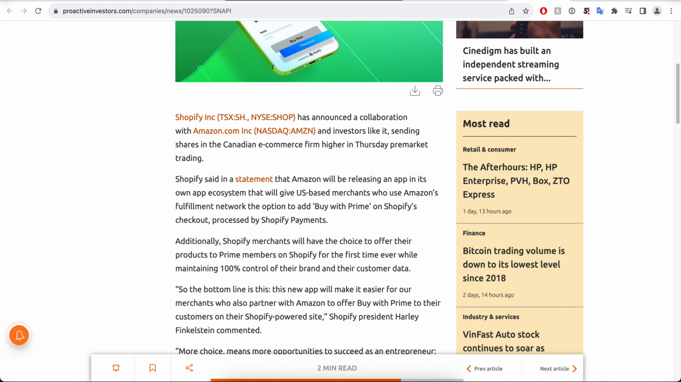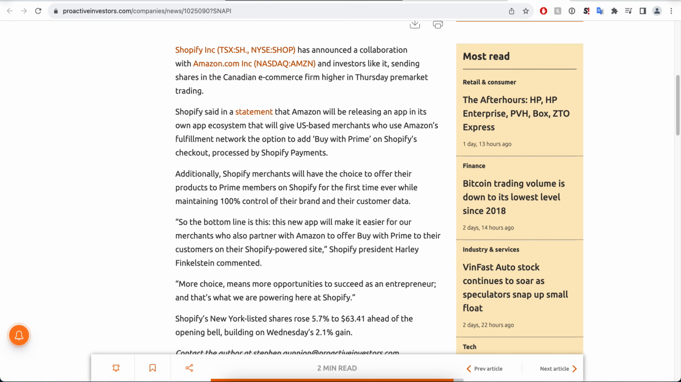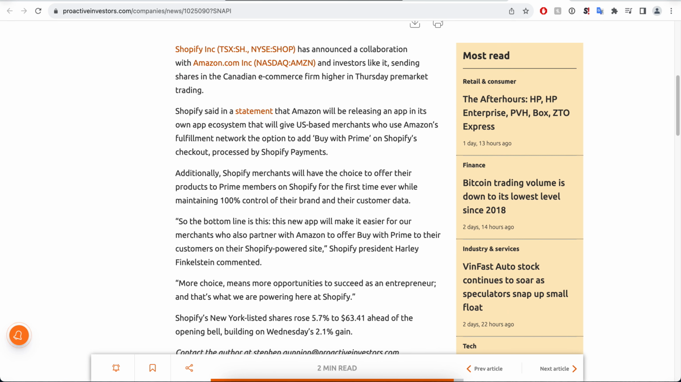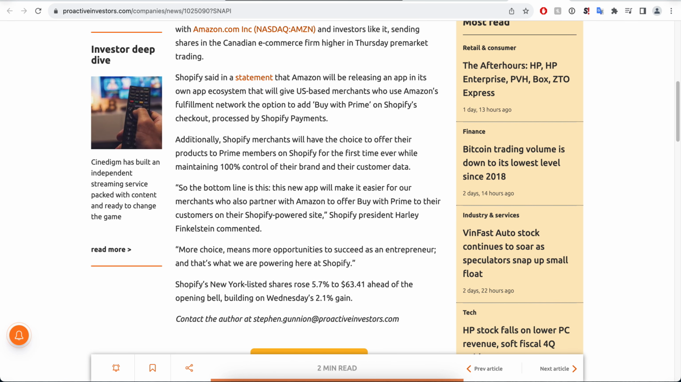And so what will happen here is that Amazon will be releasing an app on its own app ecosystem that will give US-based merchants who use Amazon's fulfillment network the option to add Buy with Prime on Shopify's checkout, processed by Shopify Payments. As you can understand, this will potentially mean that the company will be making more money in the future, and obviously investors love that. And this is why the stock rose quite significantly, and right now we're looking at about a 9% gain today, it looks like. We'll see what happens when the market opens, but that's what we're seeing right now.